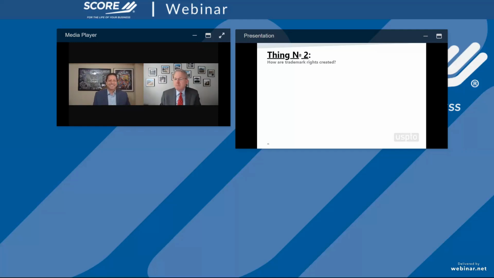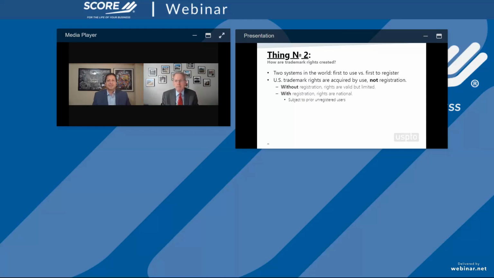Those are really good questions. So, all right, let's talk about how trademark rights get created, because it's different than patents. Here's one of the big differences between the two. Trademarks are creatures of the country they live in. And there's essentially two systems around the world for when trademark rights get created: who's the first to use it or who's the first to register it. The US is a first to use country. That means US trademark rights are acquired by using the mark out in business, not by registration. So even if you never register it, you have rights, they're valid. The only thing is they're limited.